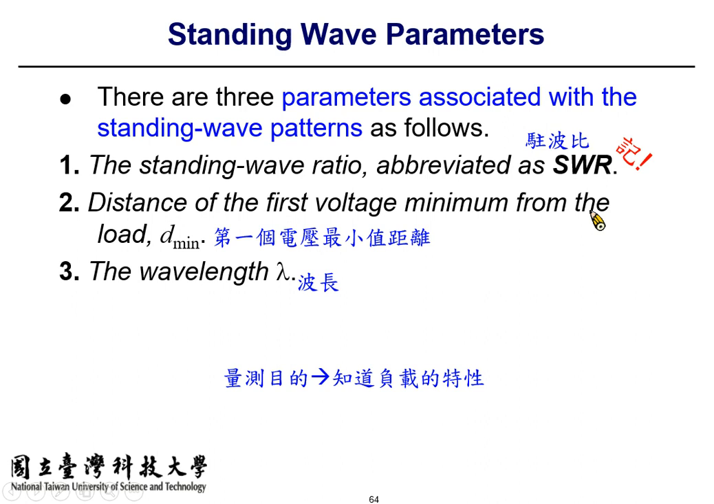Now, in the first item, the standing wave ratio will tell us the size of gamma. The second criterion, the minimum distance from the load, will tell you the phase, the angle of gamma. Well, you may have one question, that is, why use D minimum? Why not use D maximum?